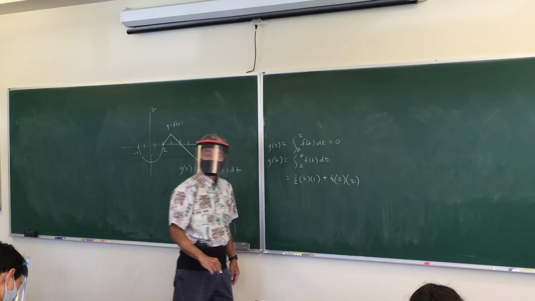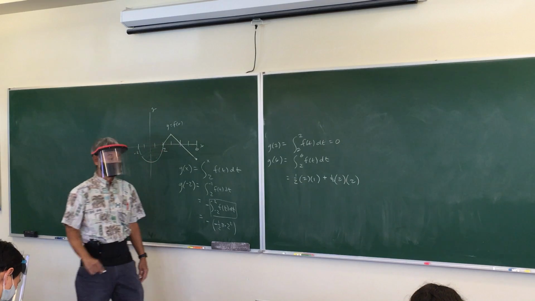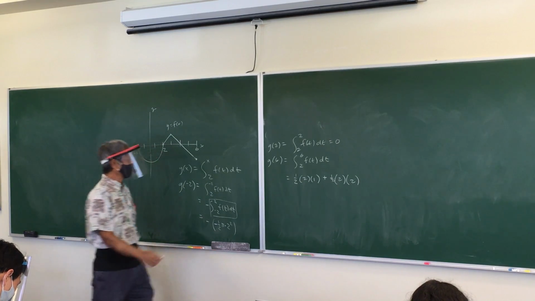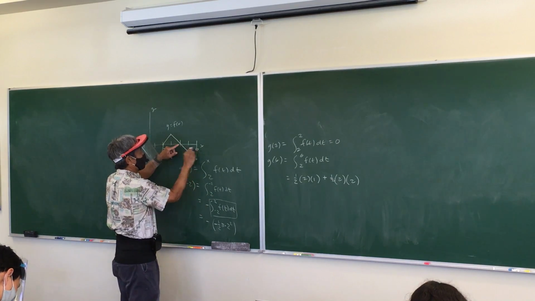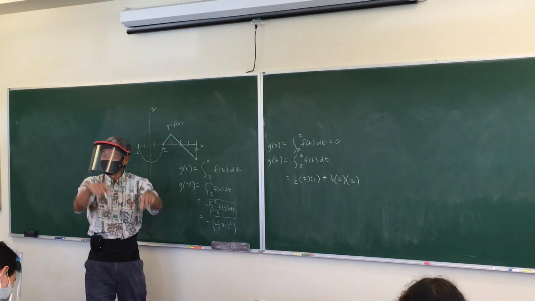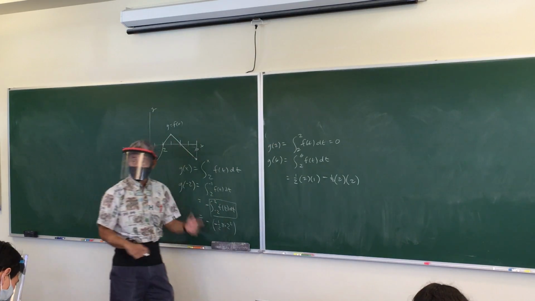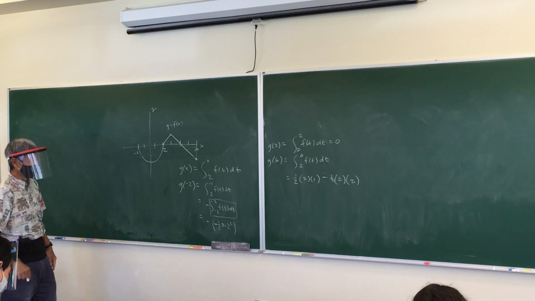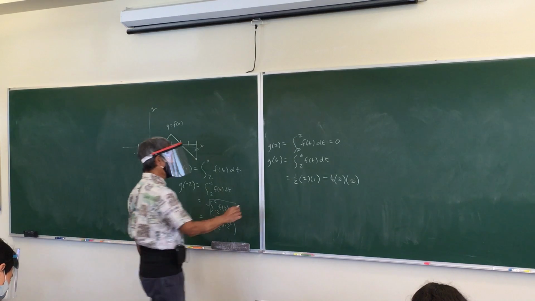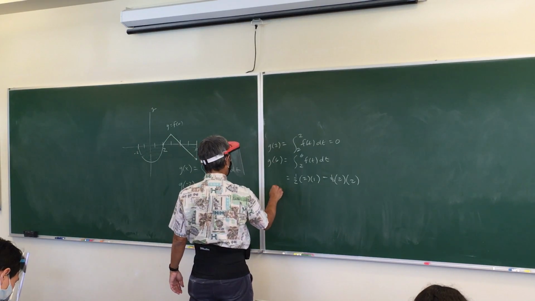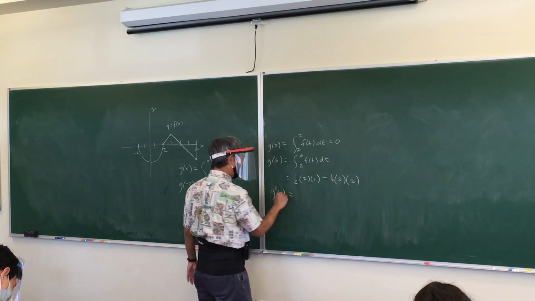So that's your answer? Oh wait, no. Minus. Okay, 1/2 times 2 times 2. This area is below the x-axis. It counts negative, so this has got to be minus. You've got to watch for that. This is super important.